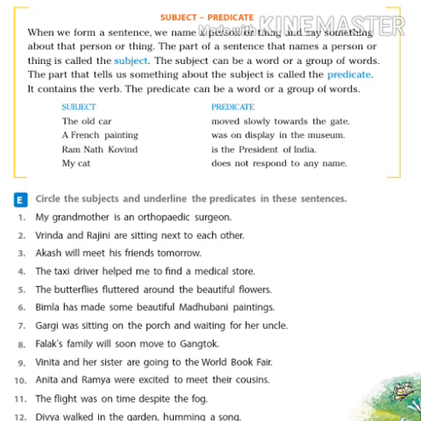Look at the third one. Akash will meet his friends tomorrow. So, which is the subject in this sentence? The sentence talks about Akash. So, Akash is the subject. Now, from where does the predicate start? The predicate starts from will. Will meet his friends tomorrow.